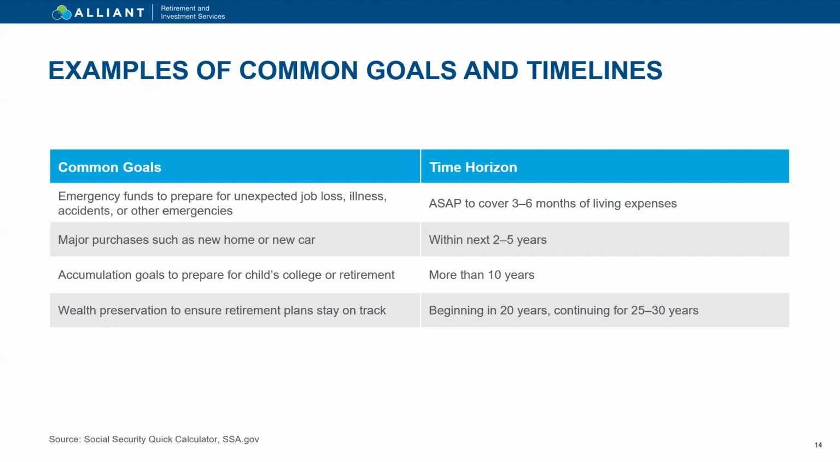And then the last one talks about wealth preservation to ensure your retirement plan stays on track. And this is kind of what I mentioned earlier, that once you retire, you may live 20 to 30 years, and you need your money to last as long as you do. So maybe you want to be less concerned about big stock market gains and more concerned about keeping what you've accumulated.